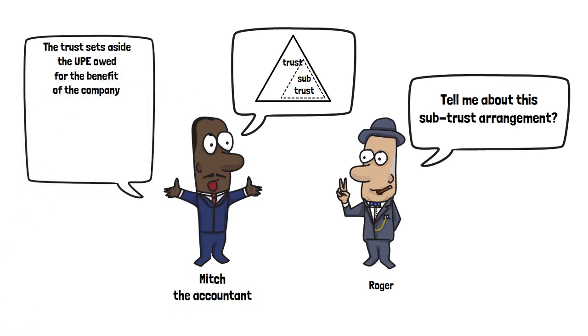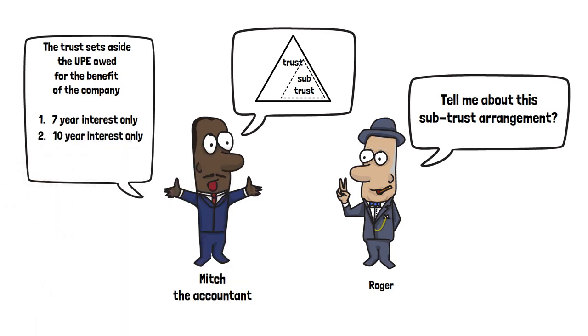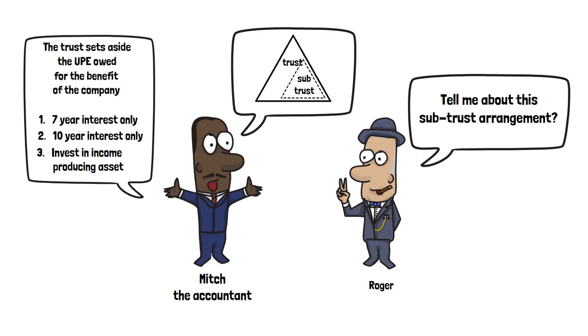The tax office has provided 3 options of subtrust arrangements. Number 1 is the simplest, and it's basically the trust having a 7-year interest-only loan arrangement with the company at the Div 7A benchmark interest rate. Option 2 is pretty much the same as option 1, but it's a 10-year interest-only loan arrangement at a higher interest rate. Number 3 is the trust holding an asset under the subtrust and paying the income generated from the asset to the company.